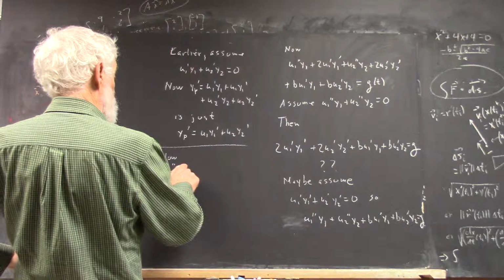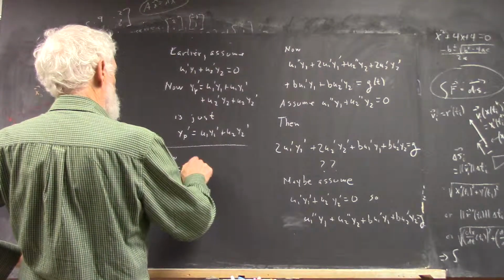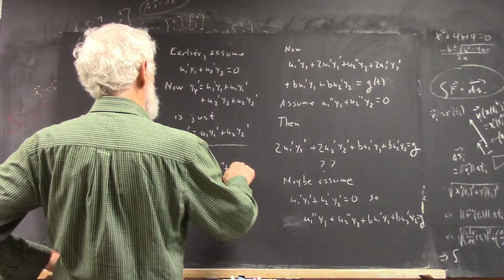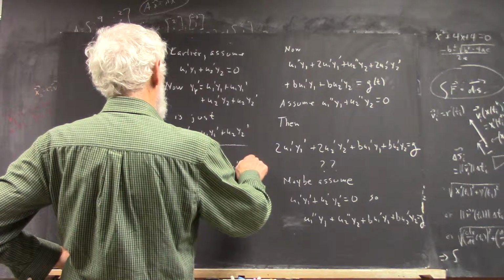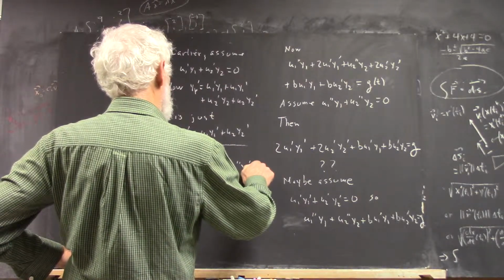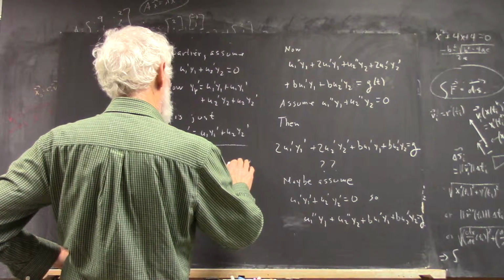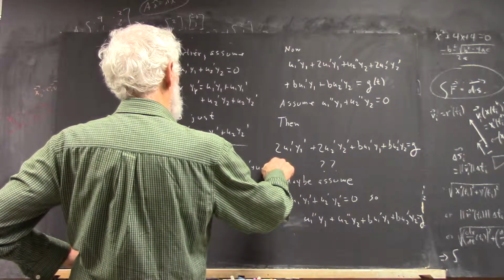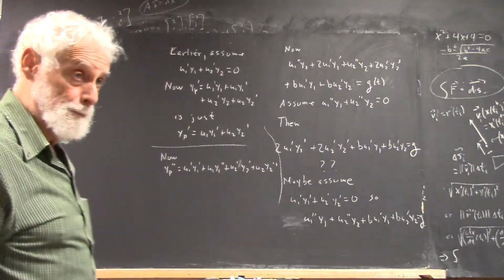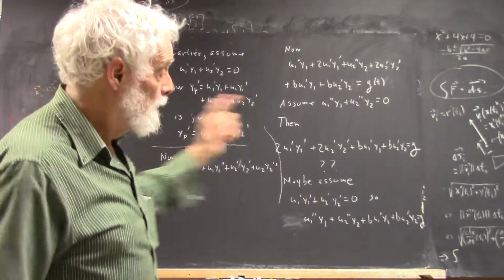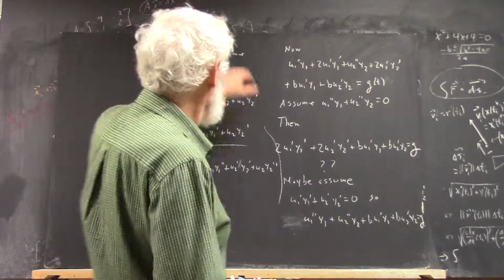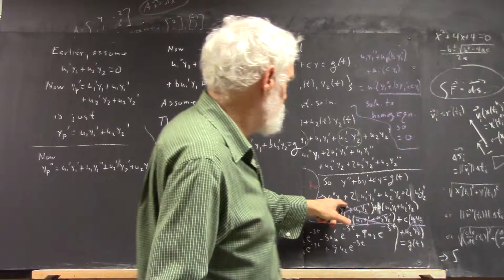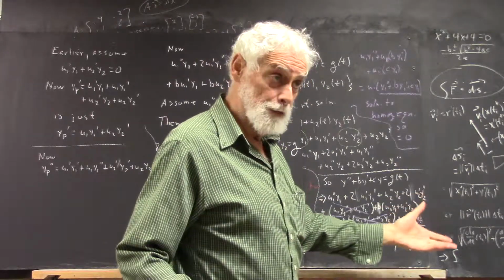So now YP double prime equals U1 prime Y1 prime plus U1 Y1 double prime plus U2 prime Y2 prime plus U2 Y2 double prime. Okay? Now none of this affects the fact that what we have here includes this, this, and this. You can write it out and see.